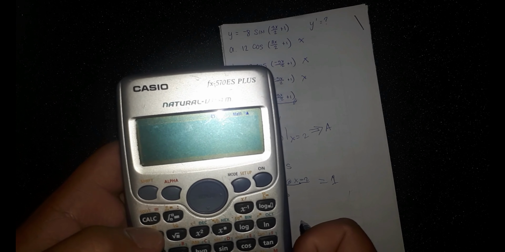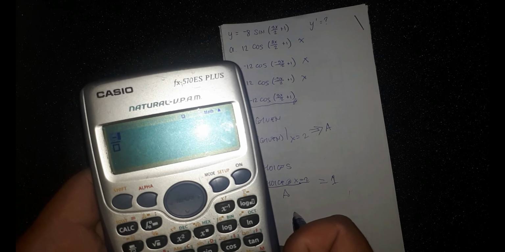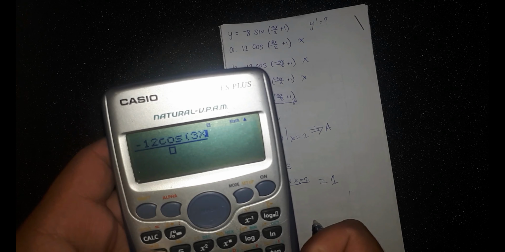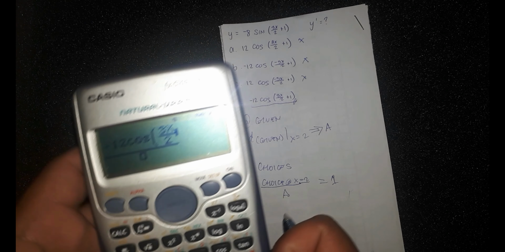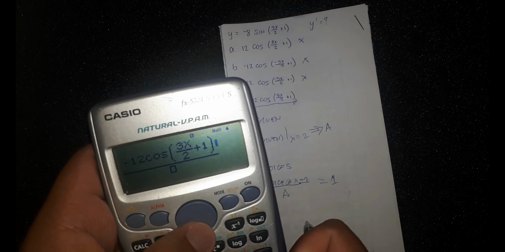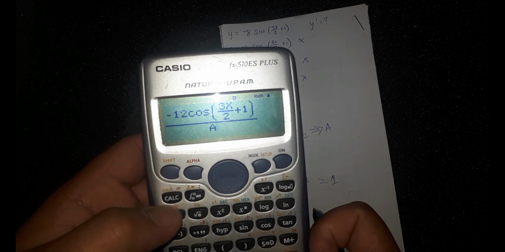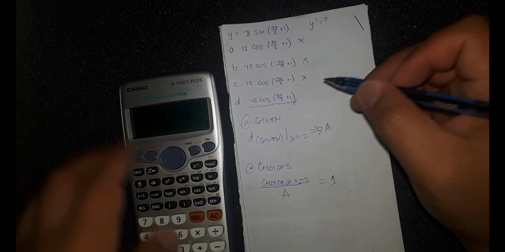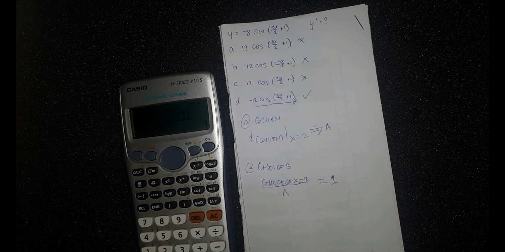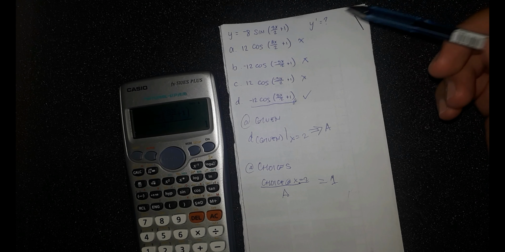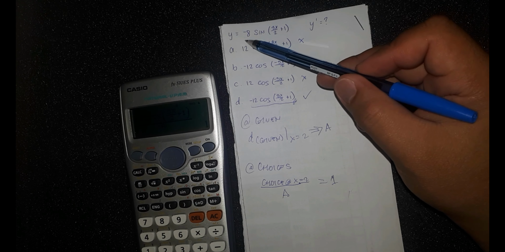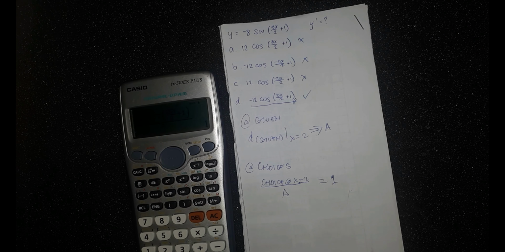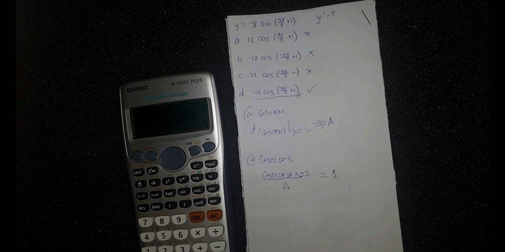So negative 12 cosine 3x all over 2 plus 1 all over alpha A, calc, hence equal to 1. So D is the correct answer for the first derivative of negative 8 sine 3x all over 2 plus 1. So let's go to second derivative.